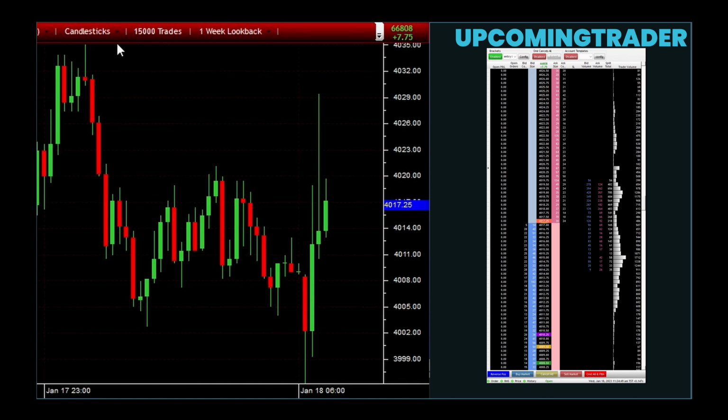Now let us set up the volume profile on your trading platform. Most platforms have this feature built in, but you might need to tweak a few settings so it works perfectly for your style. Let us walk through it together. First, open up your trading platform.